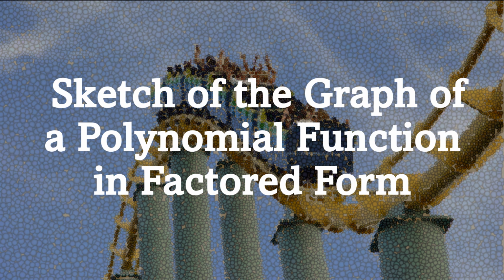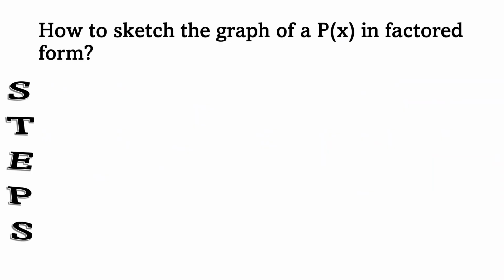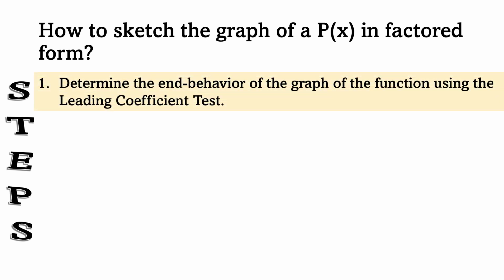This video is about how to sketch the graph of a polynomial function in factored form. There are 5 steps in sketching the graph of a P of x, or the polynomial function in factored form. Step 1. Determine the end behavior of the graph of the function using the leading coefficient test.